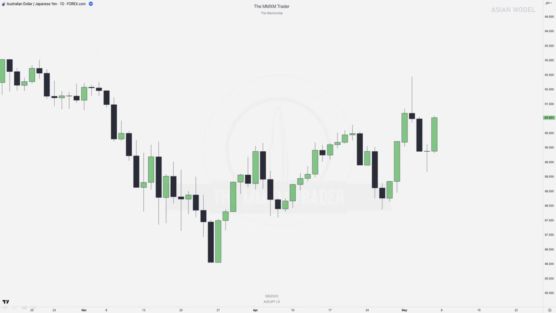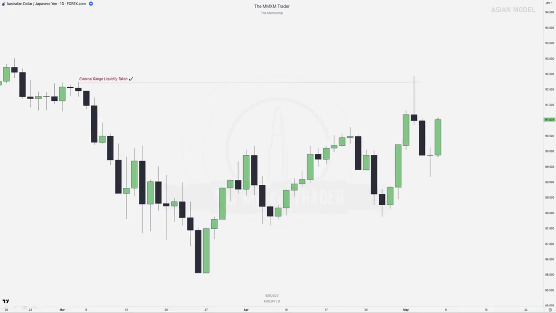So over here we've got the Australian dollar Japanese yen daily chart. We're still going to go over our higher time frame draw, right? We need to know if we're coming from internal or external. So what do we see on this chart? We've got that external range liquidity taken, right? So we move from external to internal and from internal to external. You can see that over here, this high has been taken out. So external range liquidity has been liquidated, and now we move back into internal range, which is this fair value gap.